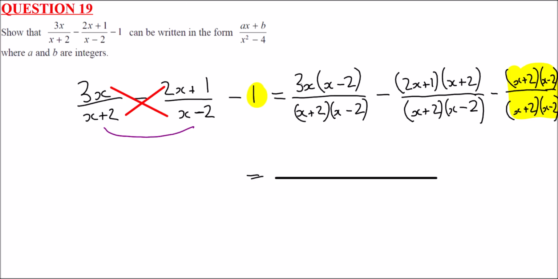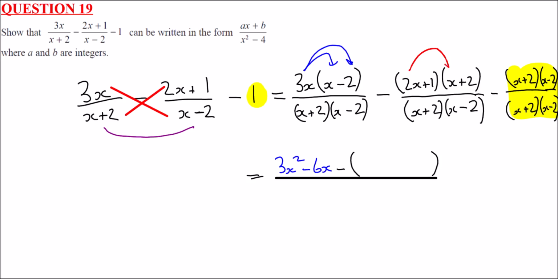So 3x brackets x minus 2, we can expand this. We're going to have 3x times x, which is 3x squared. 3x times minus 2 is minus 6x. Then here, because I'm minusing off, I'm going to be very careful indeed. I'm going to put minus, and for now, I'm going to leave what I get in brackets.